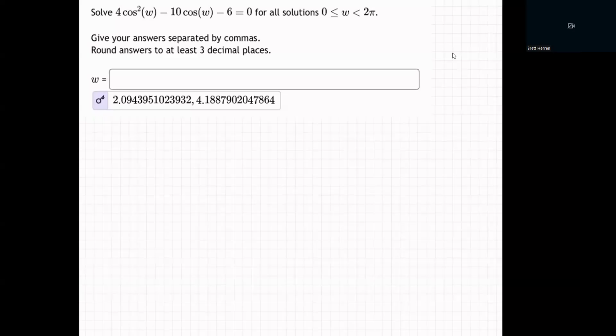Okay, welcome to this question where we're looking at 4 cosine squared minus 10 cosine minus 2 equals 0. All right, I'm going to bring this down. I'm just going to make it a c to make things quicker and easier. 4c squared minus 10c minus 6 equals 0. How are we going to handle that? Well, step one is we've got to factor.